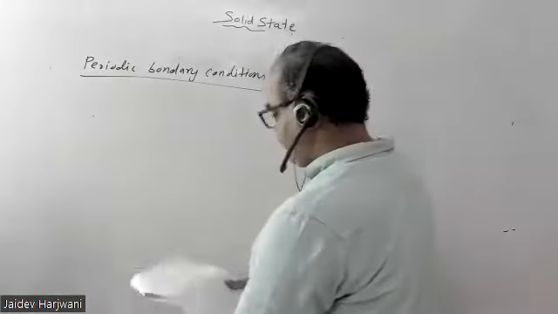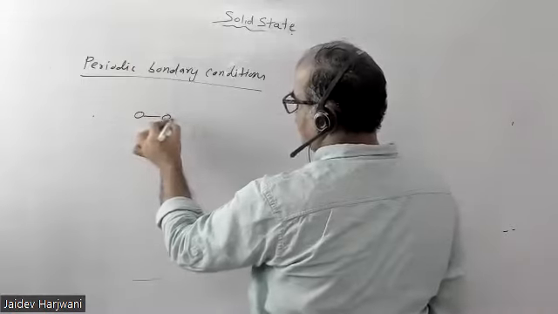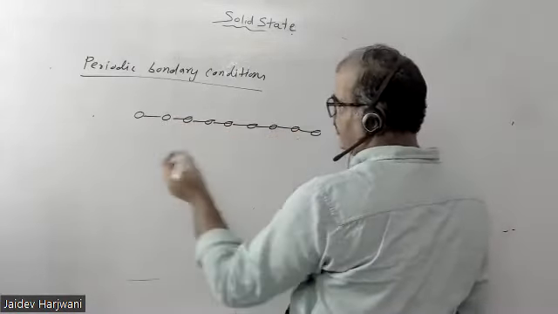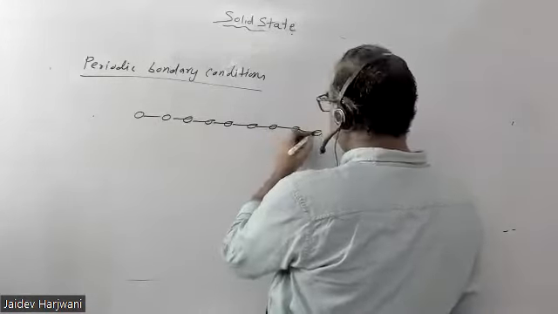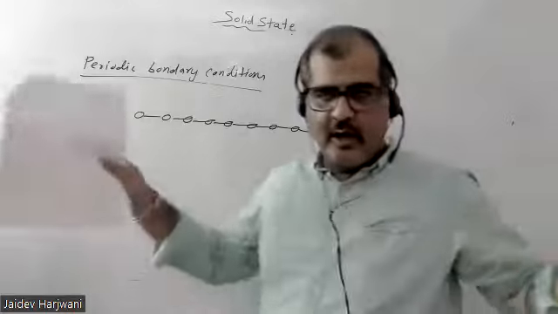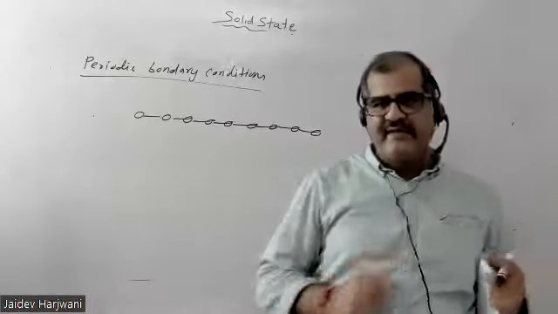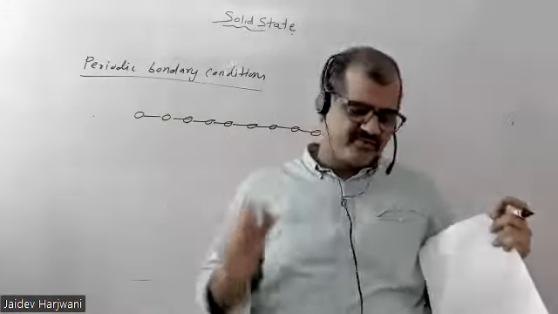Okay, so periodic boundary condition means now you have this lattice. Instead of making a standing wave, you're saying that because my crystal is so long, when waves are traveling, the boundaries are not affecting my waves. So I have a traveling type of solution.